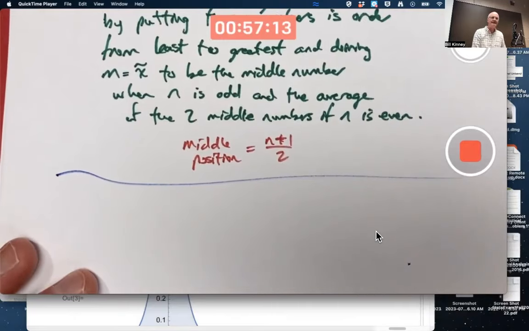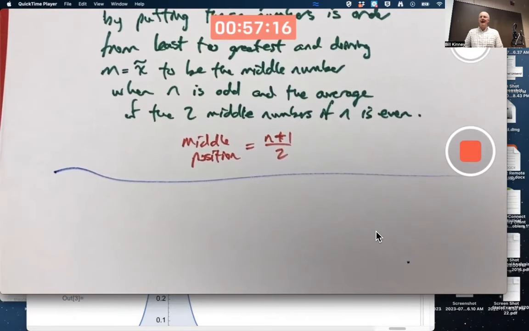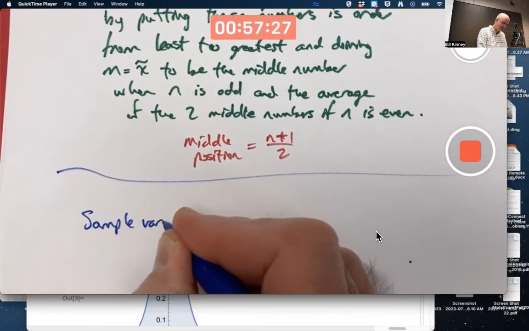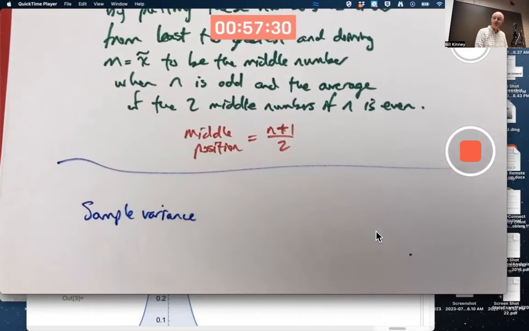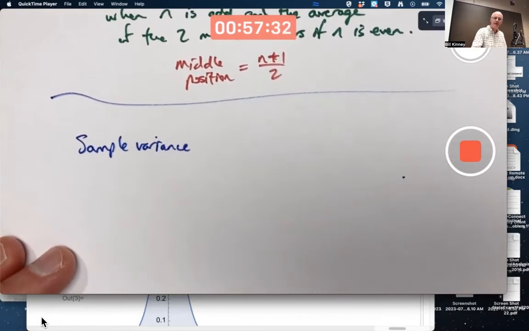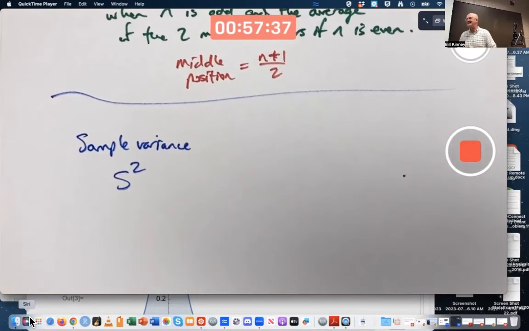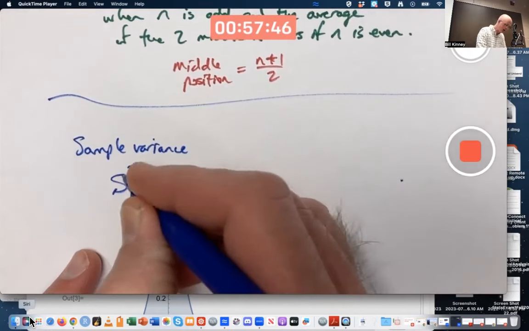What other kinds of statistics? How about the sample variance, standard deviation? Sample variance, S squared. Why not S squared? Because S is our version of the Greek letter sigma. Well, okay, sigma is the Greek version of S. Notice it's a capital S. Capital S squared.